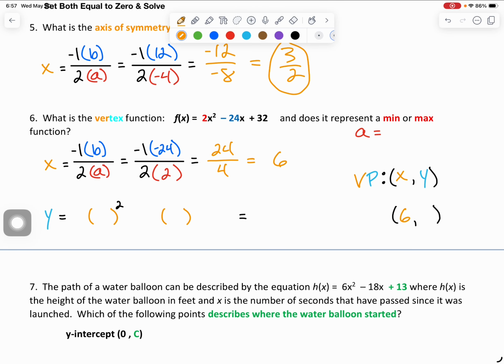All right, so for our vertex point, we know it goes x, y. Well, we know what x is. We just solve for it. And every time we see x, we're going to plug that 6 back into the function.